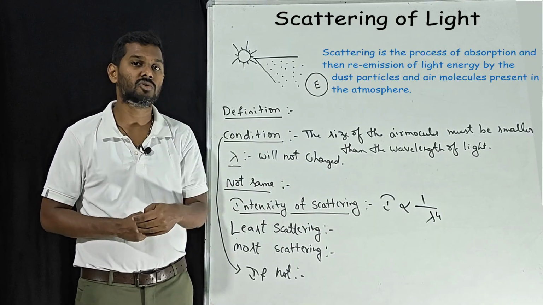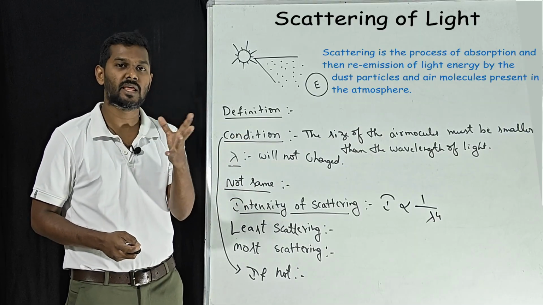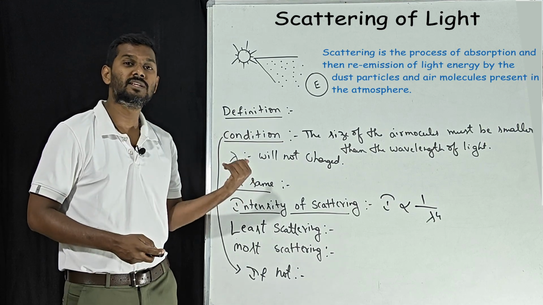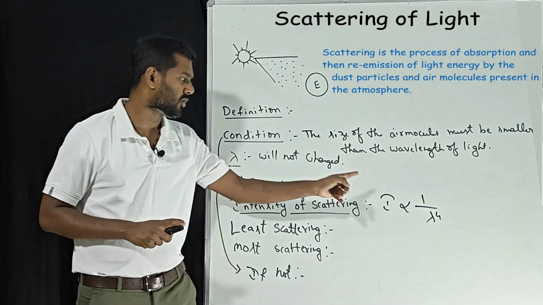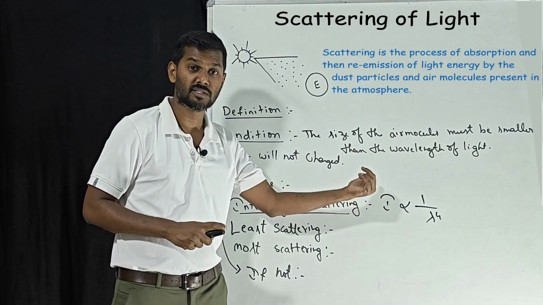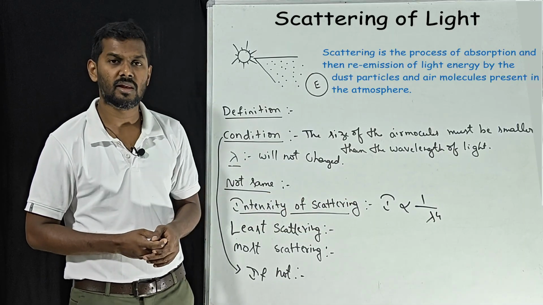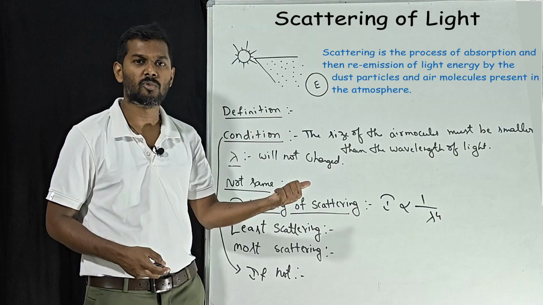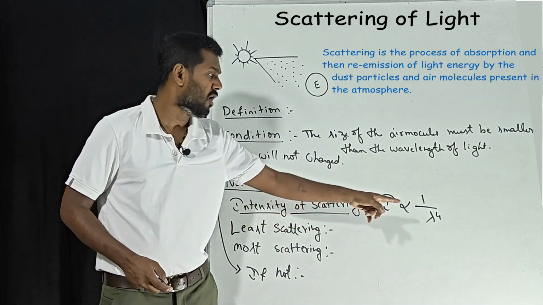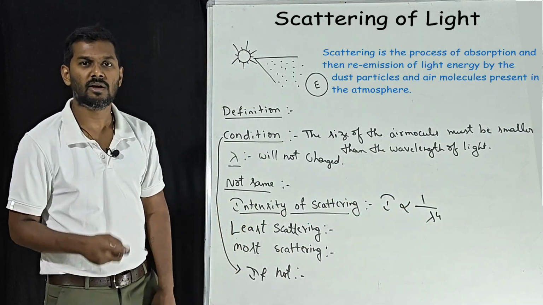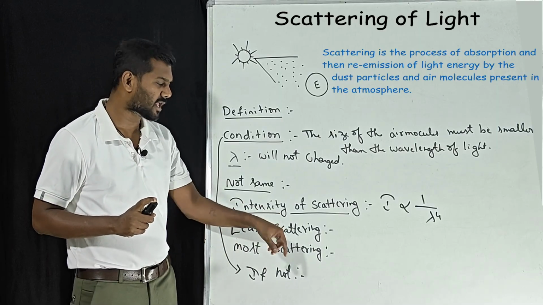But this relation you should know. Intensity of scattering: after the light gets scattered, any color light gets scattered, what is its intensity? Using this formula we are going to find it. How may they ask you the relation? How is the intensity of scattered light related to the wavelength of light? These two are inversely proportional. That means the intensity of light is inversely proportional to the 4th power of the wavelength of the given light. That's it.